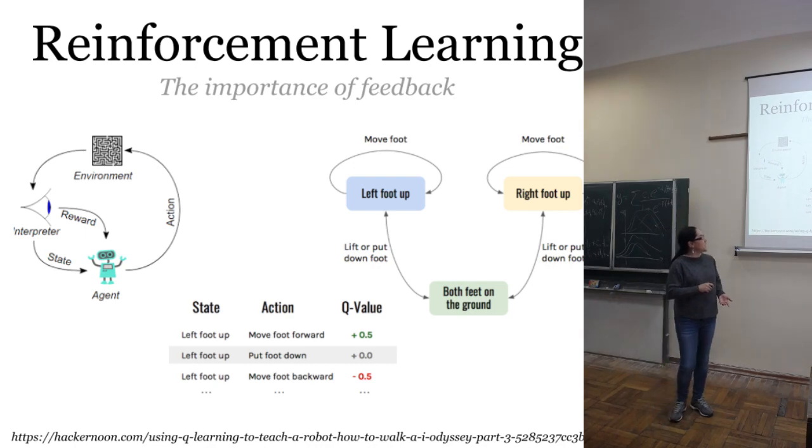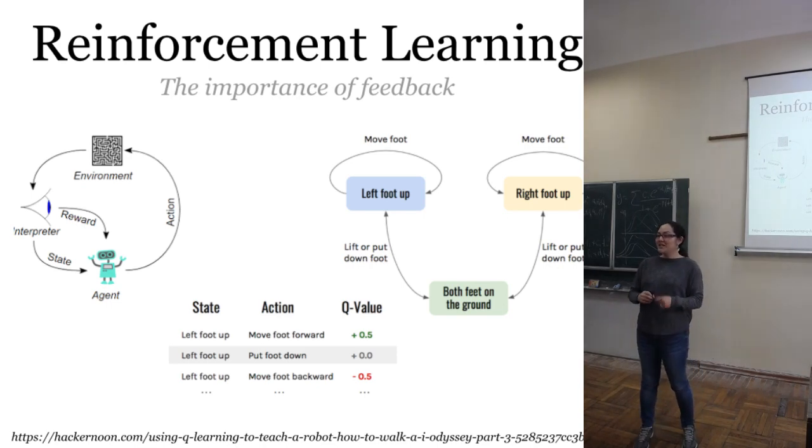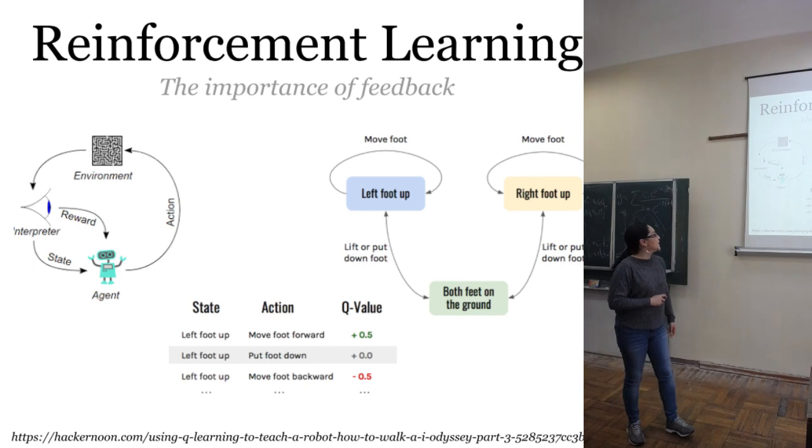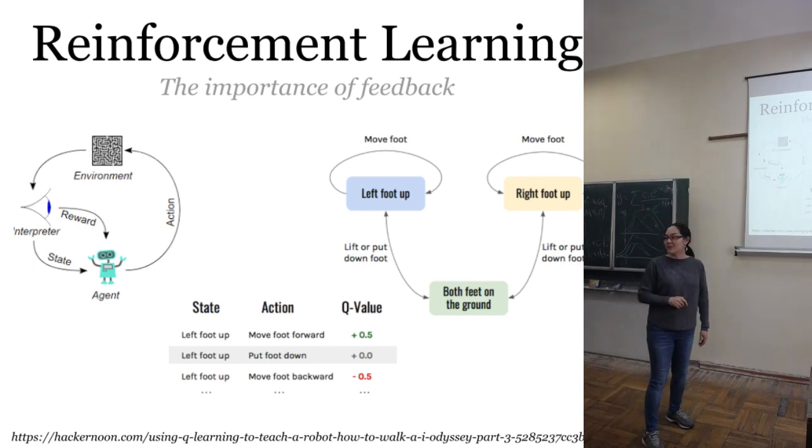So, for example, if your state is your left foot is up, and you move your foot forward, you get a positive point. If your foot is up and you put your foot down, you don't get anything because you didn't move. If your left foot is up and you move your foot backward, you get a lower number of points. So the network will try many different actions, and depending on the outcome, someone will give feedback on whether that was a good or a bad thing, and that will help you improve your results. This is very nice, and I would like very much to see some astronomical application of this.